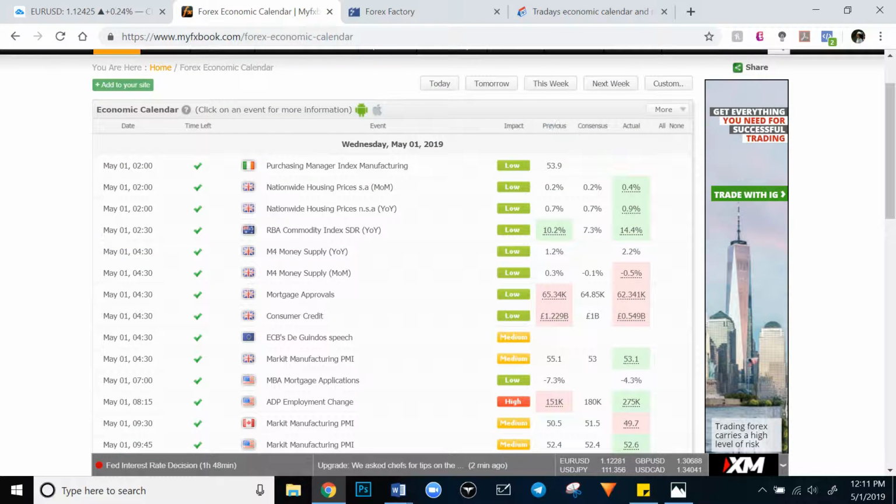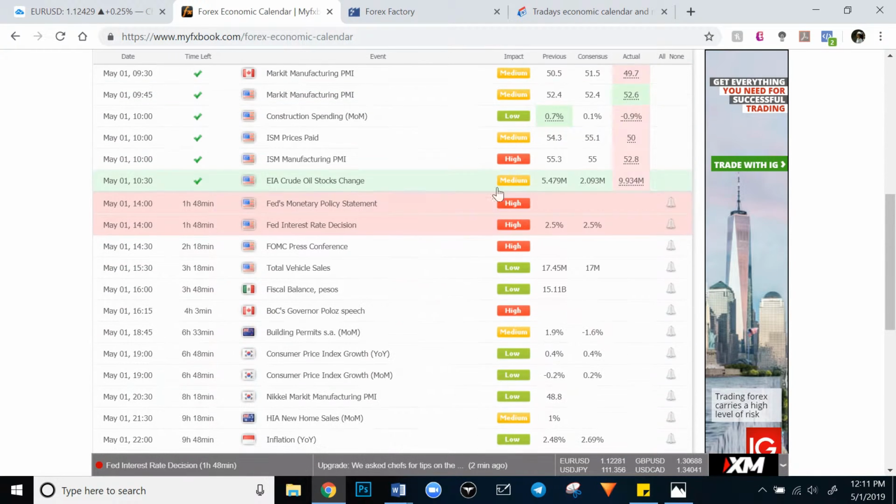Alright, so this is the previous results. This is the forecast consensus, aka forecast, and then also the actual. When you scroll down, the stuff highlighted is what's coming next. See, if it doesn't have a check mark, it has not been reported yet. And on May 1st, today, we have high impact FOMC news, like the monetary policy statement, which is also high impact for the US dollar and the currencies it is paired with.